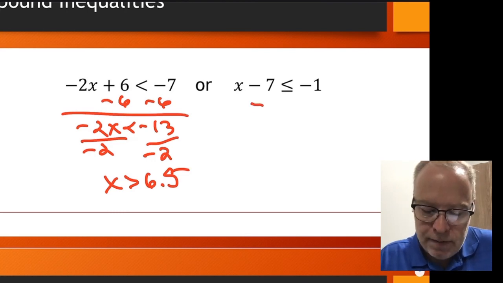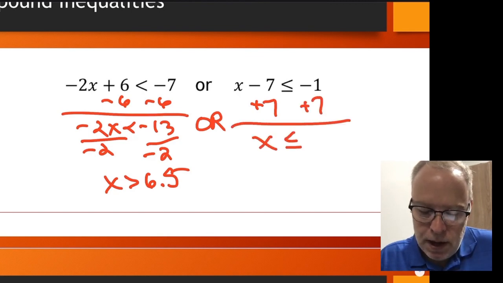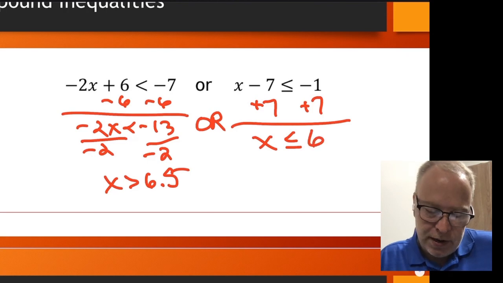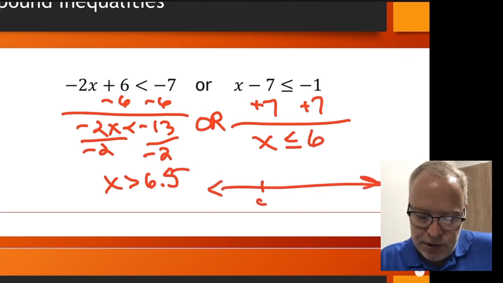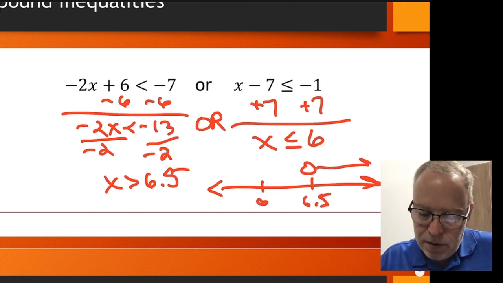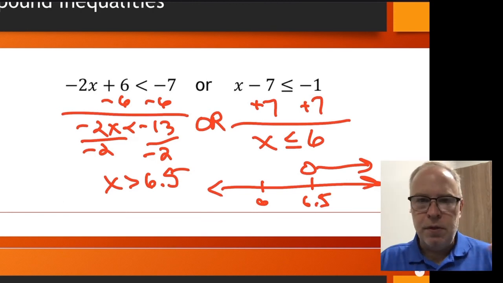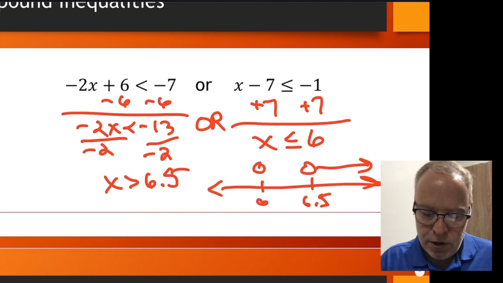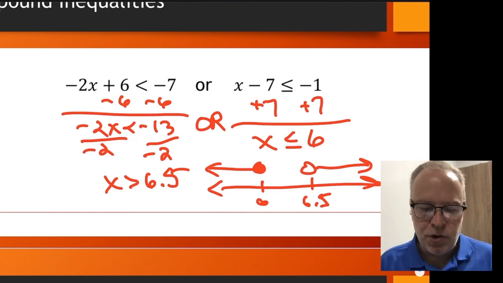On the other side of the problem here, I'm going to add 7 on both sides. And I got x has to be under 6. All right, so let's go to our number line. Here's 6, here's 6.5. So x has to be bigger than 6.5, and then another region of answers would be under or equal to 6. Now that's not the answer. That's just a graph to help us visualize where the answers are.